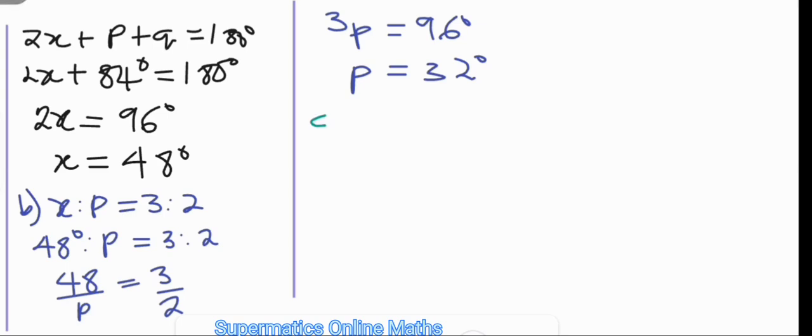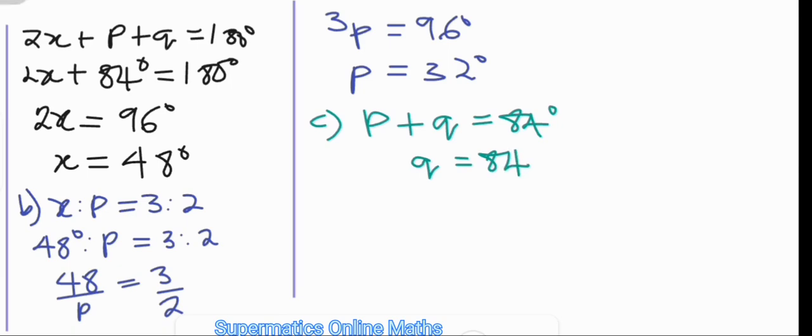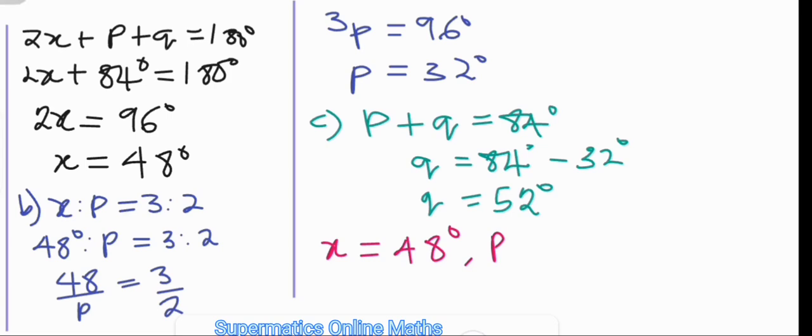And finally, for angle Q, we have earlier that the sum of the angles P and Q is 84 degrees. Hence, Q is going to be 84 minus the value of the angle P just obtained, and that's 32. So angle Q is 52 degrees. Now we have the values of angles X, P, and Q. X is 48 degrees, P is 32 degrees, and Q is 52 degrees.